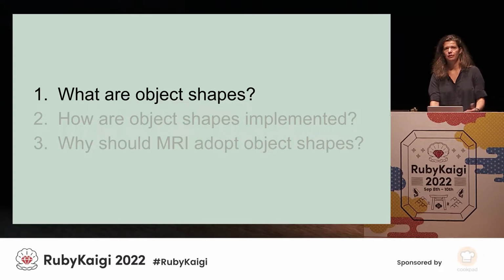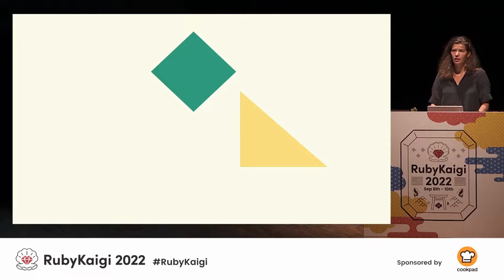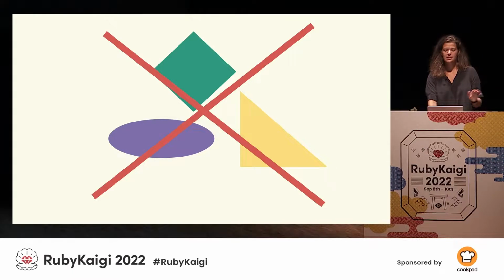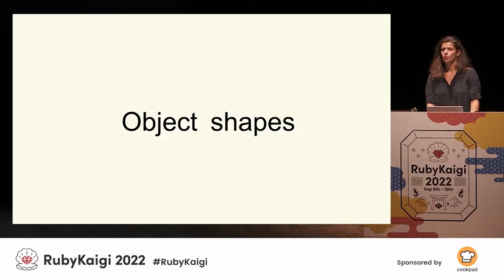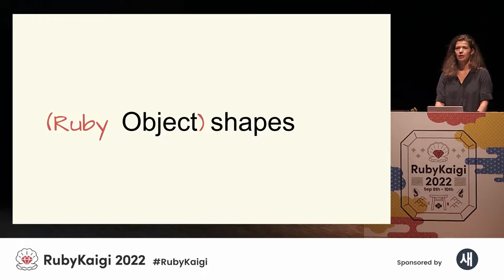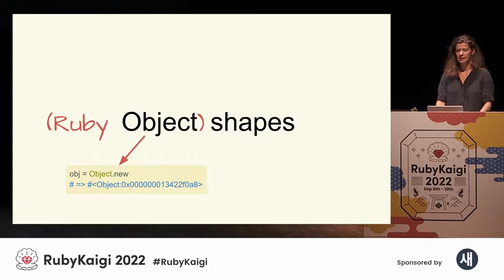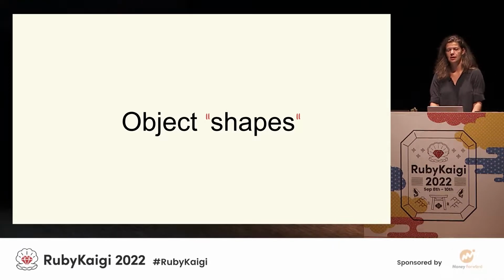So first, what are object shapes? Well, you might be thinking about a diamond maybe, or a triangle, or an oval. But this is not what we mean. We don't mean literal shapes. So what do we mean when we say object shapes? Well, the object part is really a Ruby object. So it's something like this Object.new. And the shapes part, it's in quotations. It's just a metaphor or a symbol for this concept, this technique called object shapes.